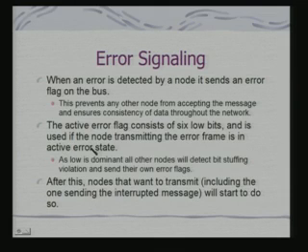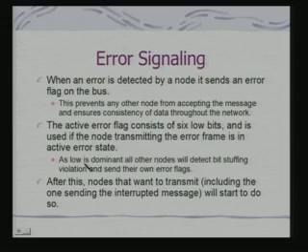The active error flag consists of 6 low bits and is used if the node transmitting the error frame is in active error state. What does that mean? These low bits would be the dominant bits. So, as low is dominant, all other nodes will detect a bit stuffing violation and send their own error flags, because this is 6 low bits. So, it is violating the bit stuffing requirement. You cannot have that. So, once they detect that error, they will send their own error flags. After this, the nodes that want to transmit will start to do so. So, that means the data is basically being removed. All of these nodes will flag errors. So, just please note how the error is being managed.